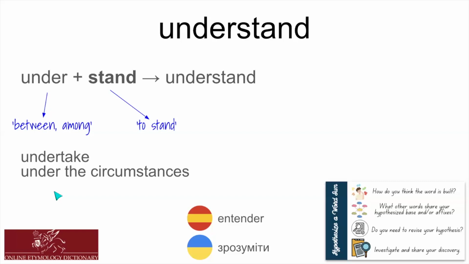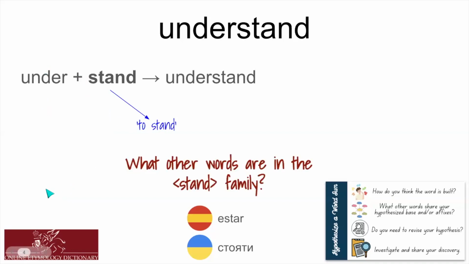So when you understand something, you are standing among the knowledge. You're part of it. You get it. So I think that's a really interesting word to explore. That means we're looking at the stand family. So we have to ask ourselves, what other words are in the stand family? And at this point, you can pause the video and do some brainstorming to think about what other words might be part of this family.